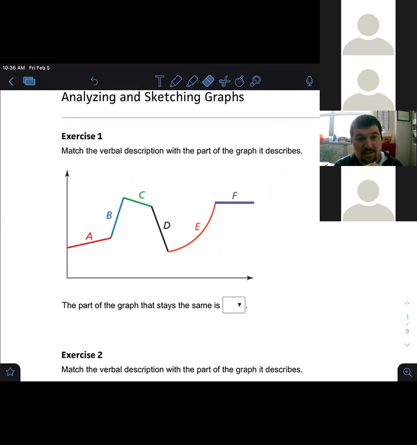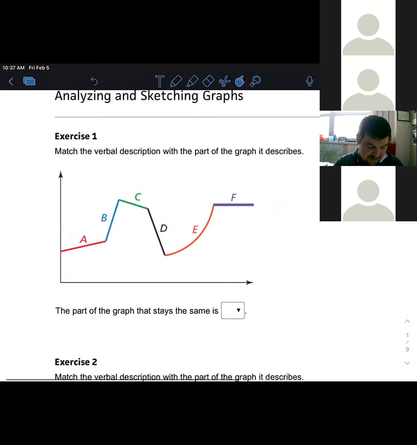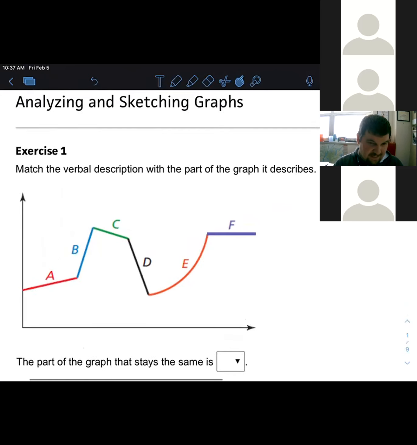Ashton Castillo, I see your hand up, but I don't know if you can talk. I don't think his Zoom got fixed. Ashton, email me what your question is. I'll leave my email up here.